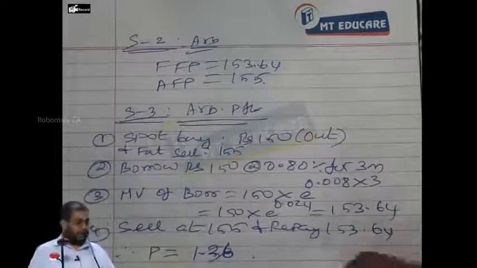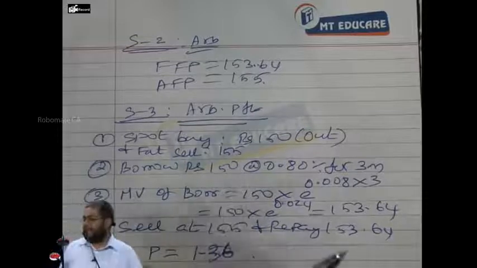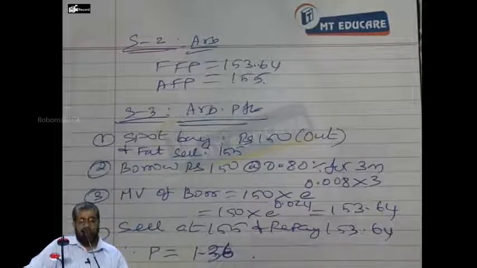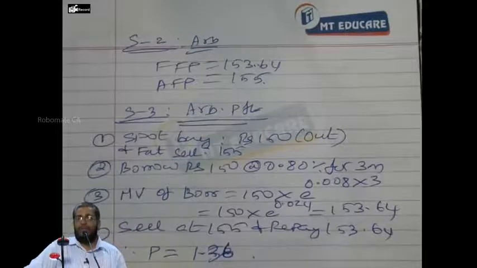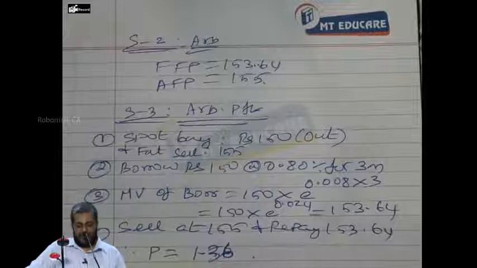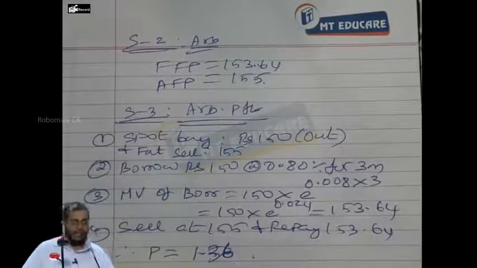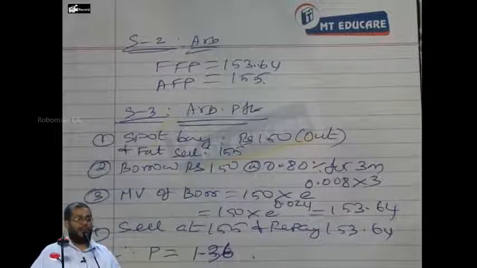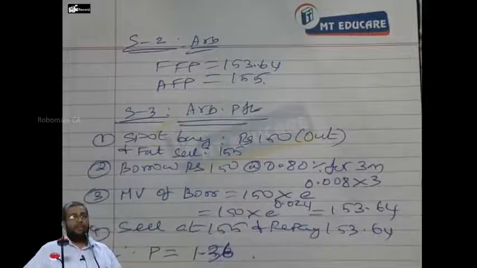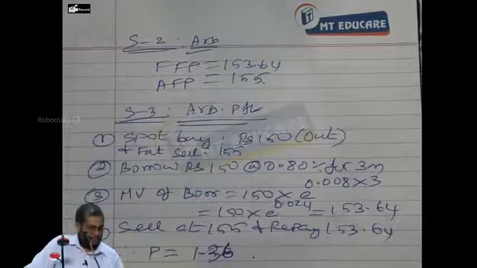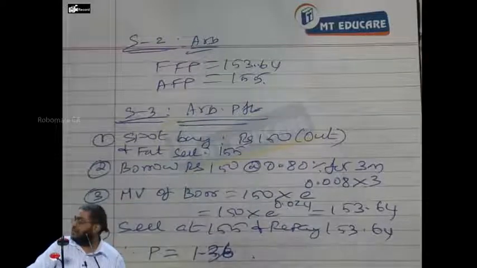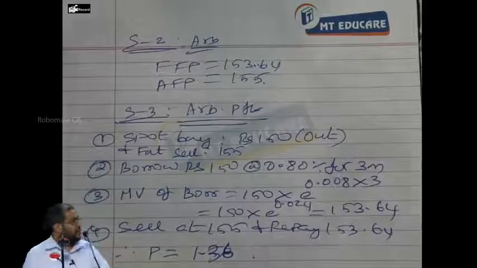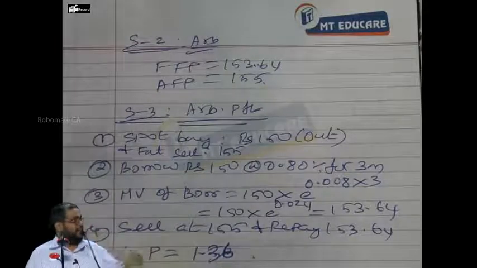Now, point number 2 or 3? Point number 3: let us have two situations. Point A: price on maturity date is 140. Point B: price on maturity date is 160.